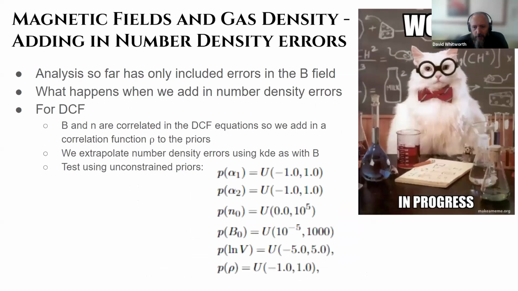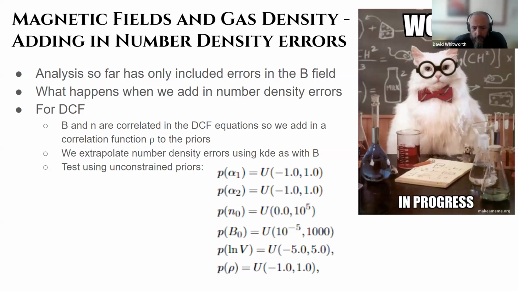So we then got the referee report, and we didn't include any errors in the B field because the errors in B field are dependent upon many things and untrustworthy. So the referee asked us to do this, and we're doing it now.